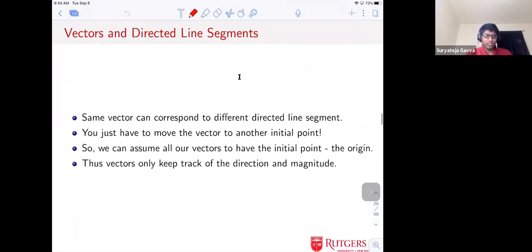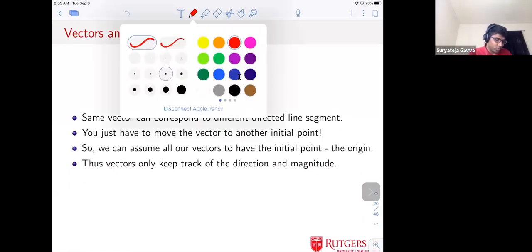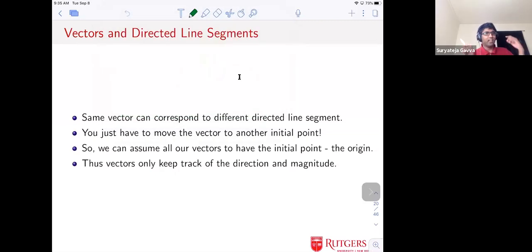So what does it mean? It means that two distinct line segments at different places can correspond to the same vector. They can be equal, although they look different, right? You're moving from here to here or moving from here to here. So they're distinct things. But if you only care about the direction and the magnitude, and you don't care about the starting point, then that's what you call a vector. So a vector is something where you forget the initial point. You only care about the length and the direction.